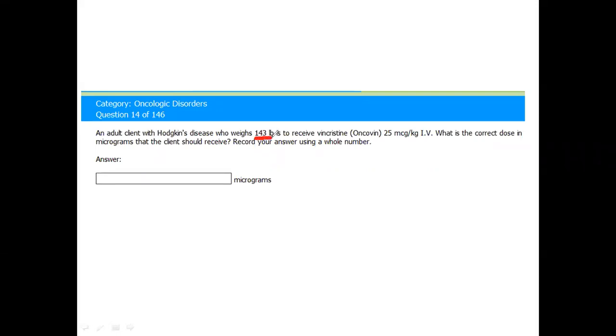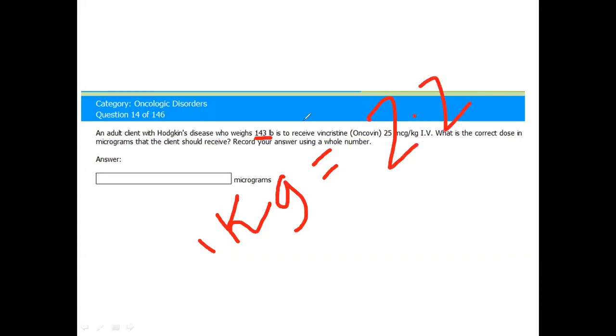143 pounds. So keep in mind, in any kind of mathematical question, we always convert the pound to kg. And we know 1 kilogram, or 1 kg, equals 2.2 pounds. So conversion is the first step to solve any mathematical problem. So when you see the question in pounds, we always convert to kilograms.